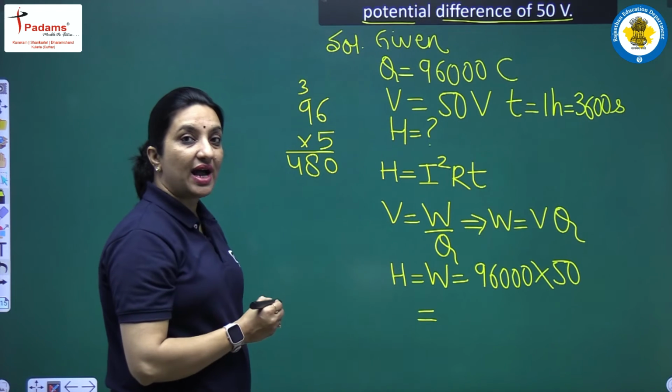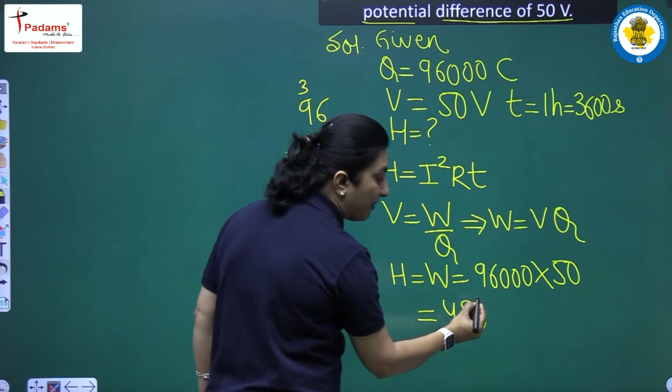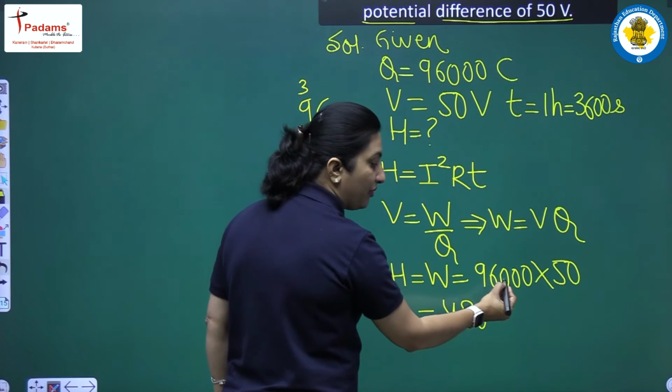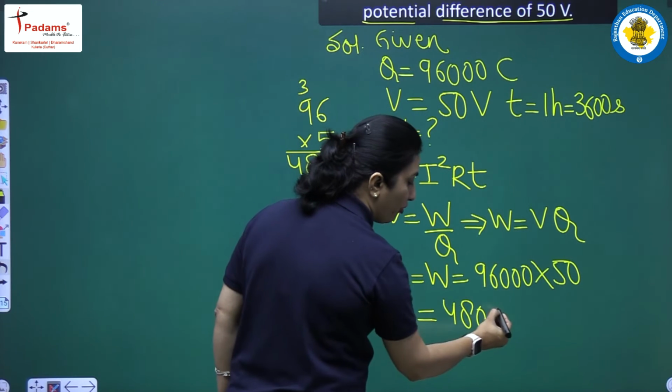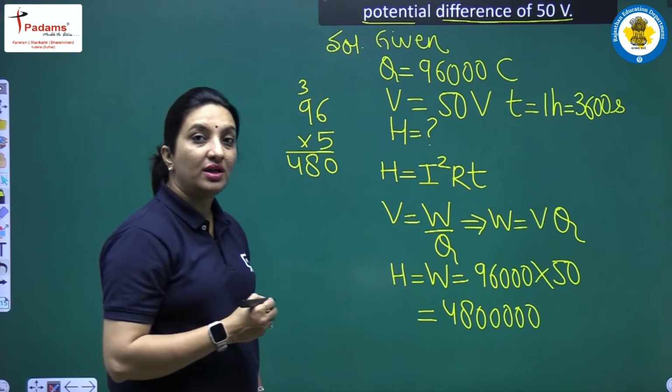So what I get is a 480. Now I got 480 by multiplying 96 by 5, and we had 1, 2, 3 and 4 more zeros.